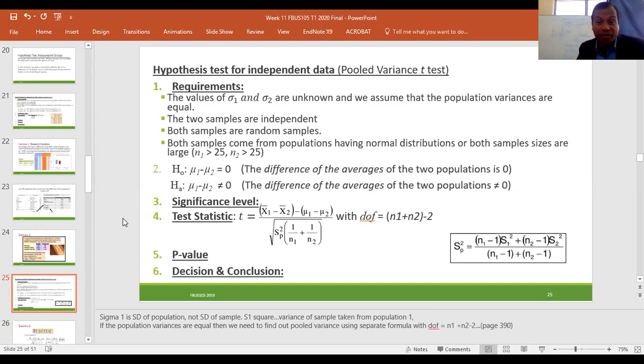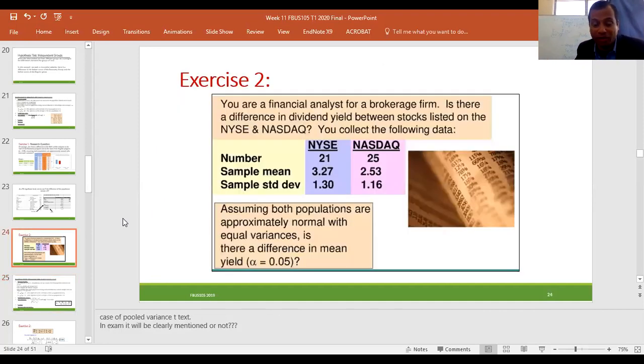But remember, over here calculating the degree of freedom is no longer complex. In the case of the pooled variance T test, degrees of freedom is N1 plus N2 minus 2. Simple. N1 is given, N2 is given, minus 2. So what is the degree of freedom over here? Can anybody tell what is the degree of freedom for this sum?